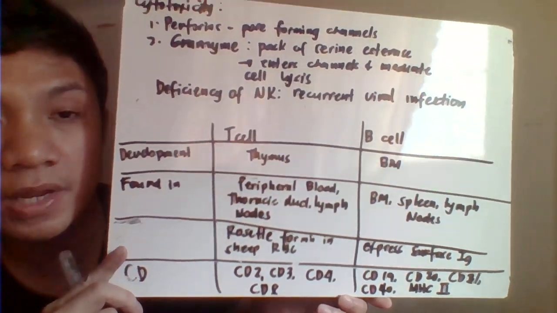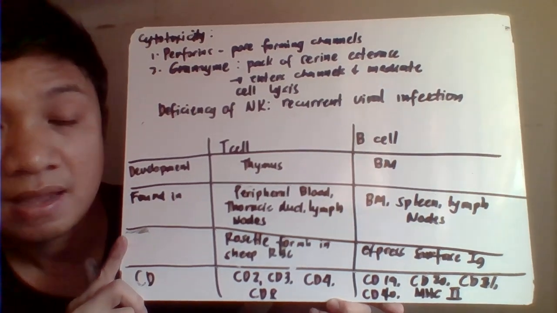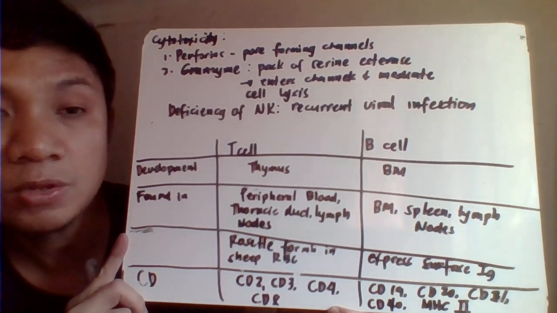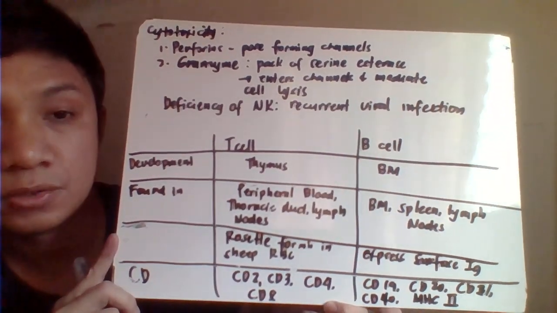Another differentiation would be the CD markers. CD2, 3, 4, and 8 are found on your T cell. And for the B cell, that's your CD19, 20, 21, 40, and we have your MHC class 2.